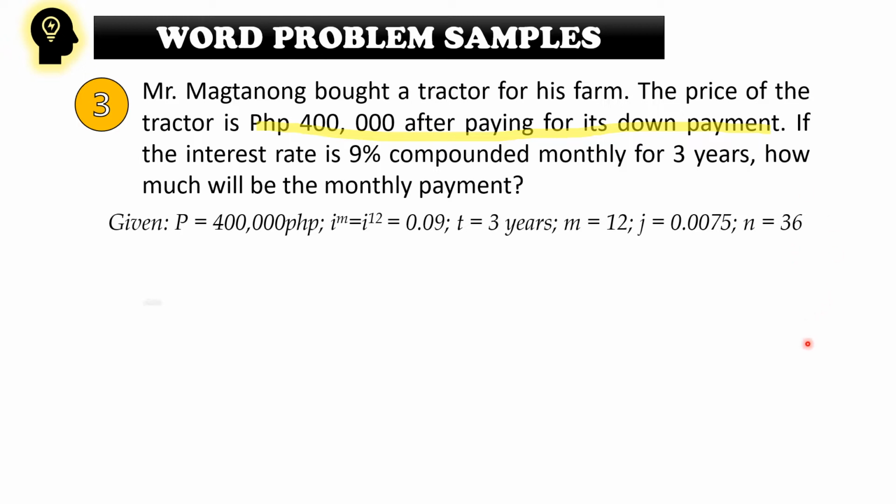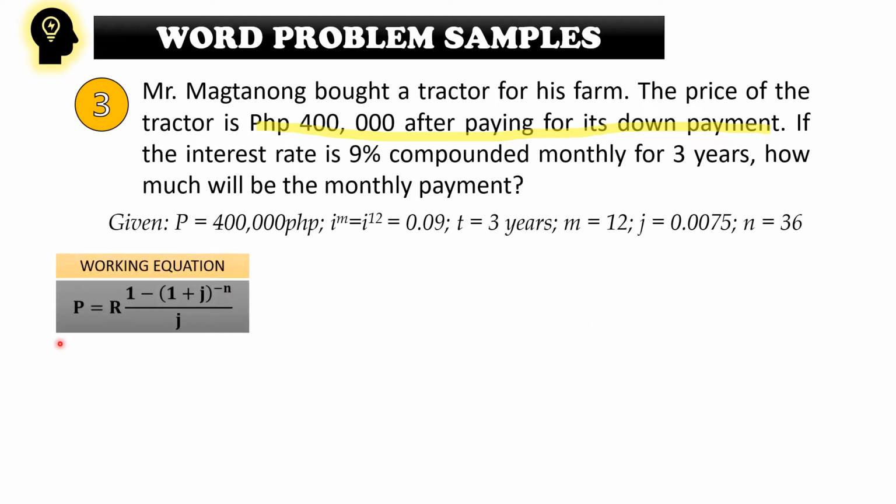Okay, let's proceed. Then, we're gonna have to use this as our working equation. So, letter P is equal to R, the regular payment, times 1 minus quantity 1 plus J raised to negative N all over J. So, this is the formula of simple annuity, if I'm not mistaken, in computing for the value of the present value. Okay. Using that equation, we're gonna have to substitute.